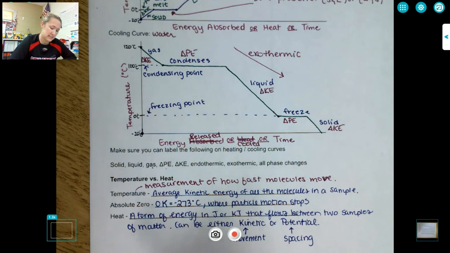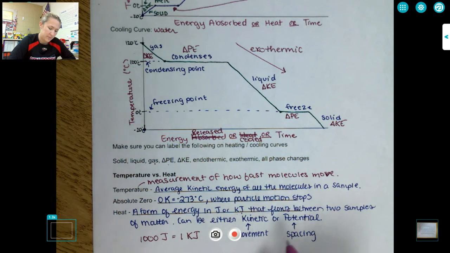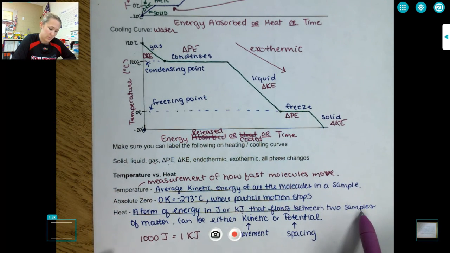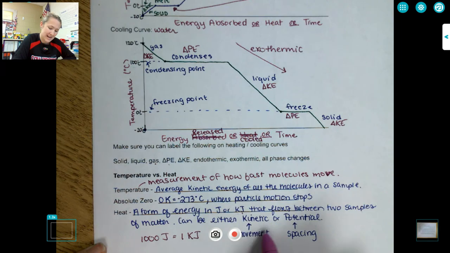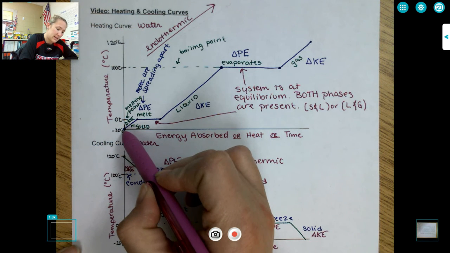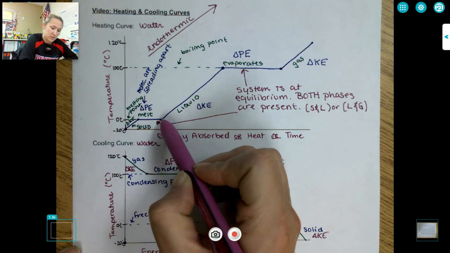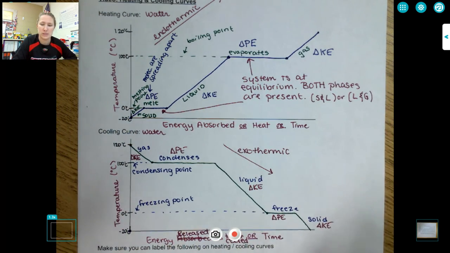Heat, the difference between heat and temperature. Heat is a form of energy, either in J, which is joules, or kJ, which is kilojoules. We know that there is 1,000 joules in 1 kilojoule. And energy is what flows between two samples of matter. Energy can either be kinetic, which we said was movement, or potential, which is spacing. And so when we're adding in heat during this entire time, I'm adding in heat energy as kinetic. It's being translated as kinetic energy, and then potential, kinetic, potential, kinetic. It can't be kinetic and potential at the same time. Only one or the other can be changing at a time.